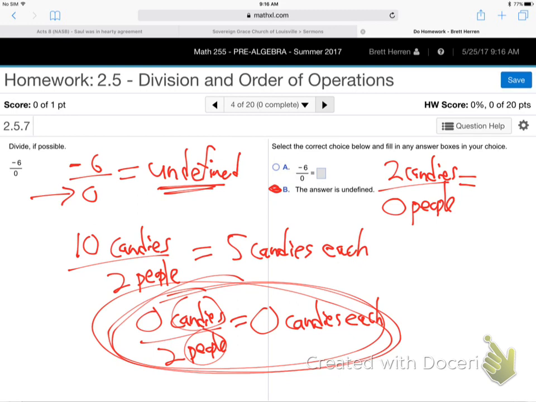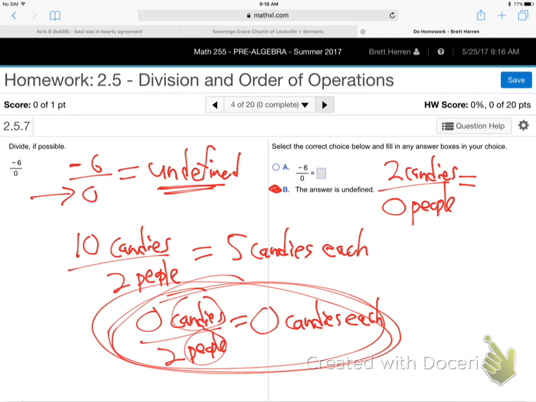But what does this mean? 2 candies, break it up among no people. Still have 2 candies, all right. Well, who has 2 candies? How many people do we have? But there's still 2 candies. Yeah, but remember what we're supposed to do is candies each. Candies each. So each person, that means each person, right?